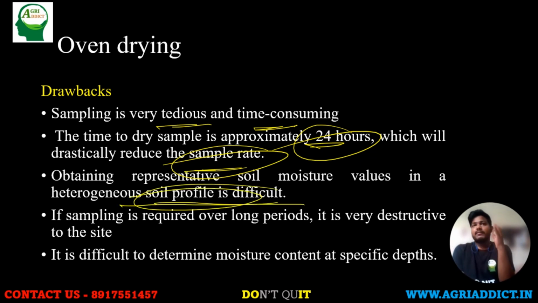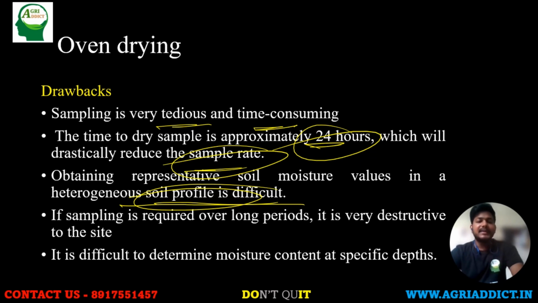See, we will collect the soil sample from a desired depth, for example 30 cm or 15 cm, but it's a heterogeneous soil profile. How will we conclude that this much soil moisture is present in this soil? Yes or no? The soil profile is very heterogeneous, so we cannot represent this value as the moisture content present in this soil. Understood? So we can conclude only at a particular depth.